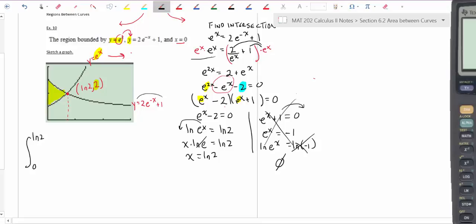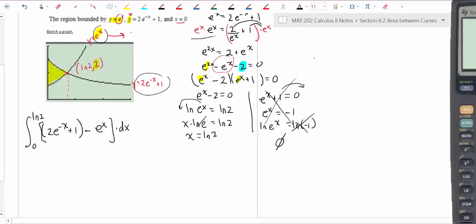The curve on top is this one, so we're going to say 2e to the negative x plus 1 minus the curve on the bottom, e to the x, times dx. So we're going to integrate this one with respect to x, and this shouldn't be that bad of an integral because it's got e to the x in it. Okay, so let's go ahead and look at this at the side here.